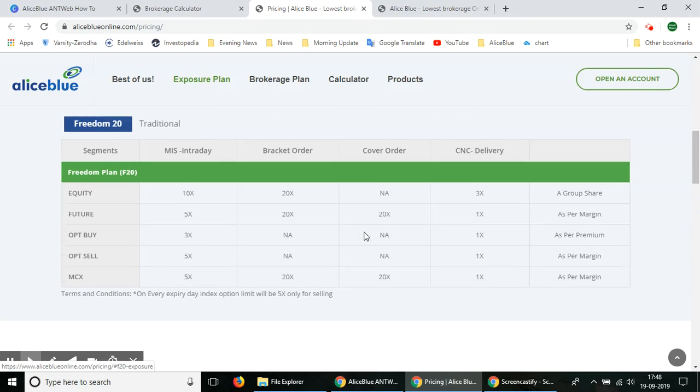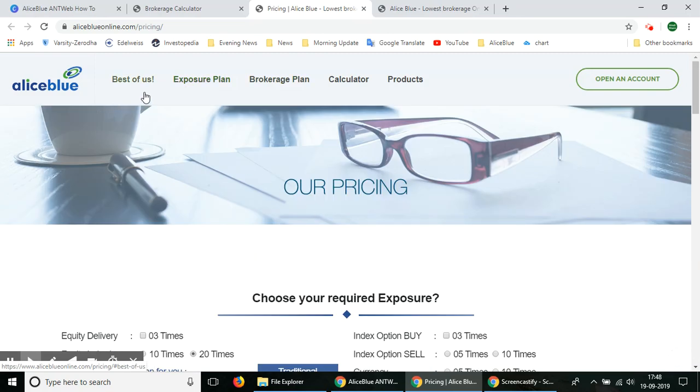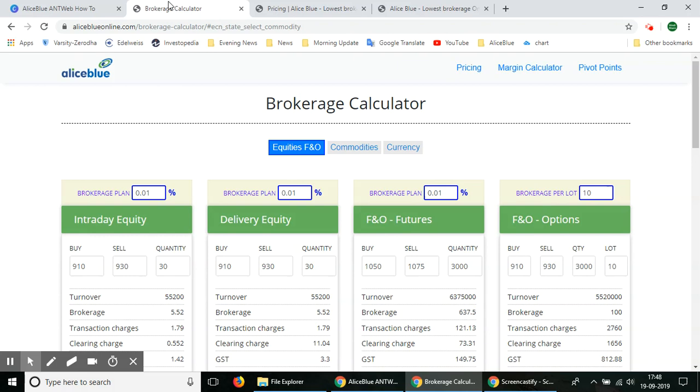So this way you can use all of Alice Blue's extra features and tools provided for making your trading experience a lot better.